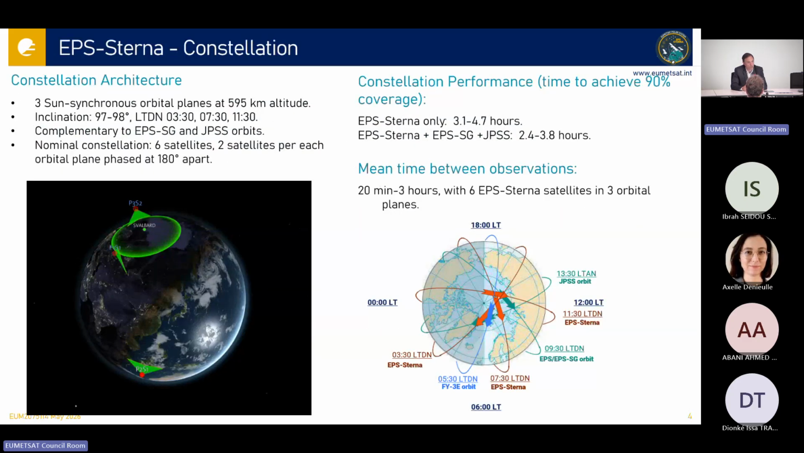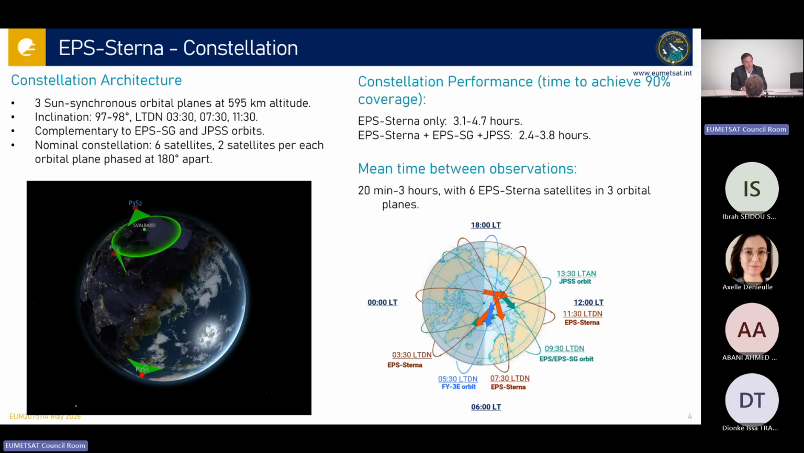So this is just giving an overview of the constellation. First of all, we will have 3 orbital planes, and you can see on the bottom right in red how these orbital planes nicely complement the other legacy missions such as JPSS, EPS-SG, as well as the FY orbits. So we will fly on the 0330, 0730 and 1130 LTDN.